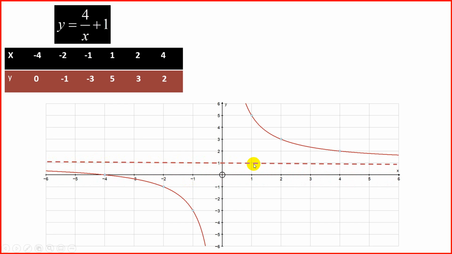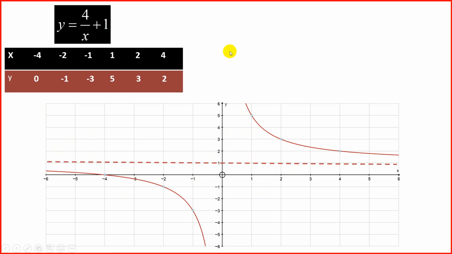So you must be wondering, how would you know that? So this one, 4 over x plus 1, the plus 1 represents your asymptote. So before you start to draw a hyperbola in future, first draw the asymptote, which will give you your boundary mark so that the graph does not touch this line.